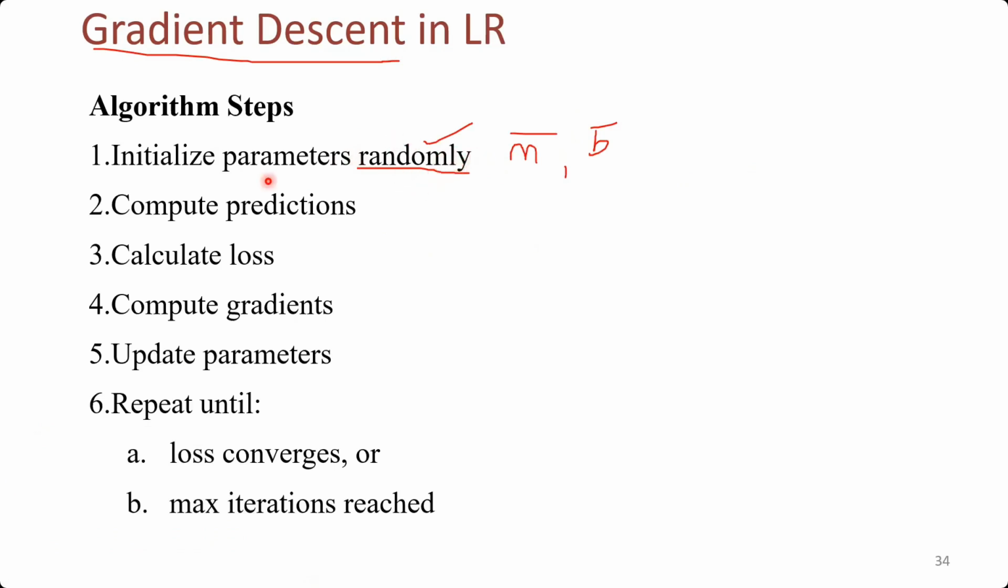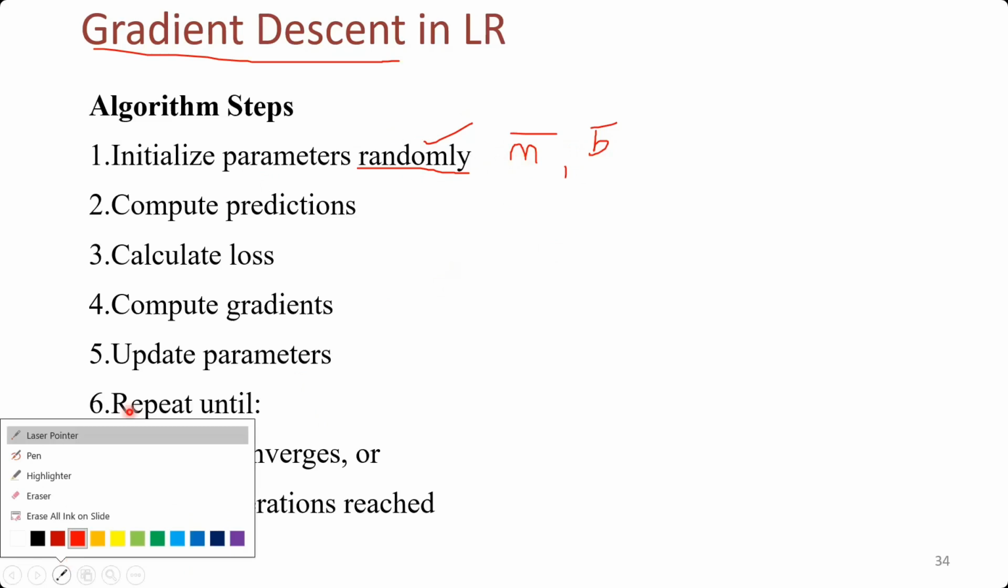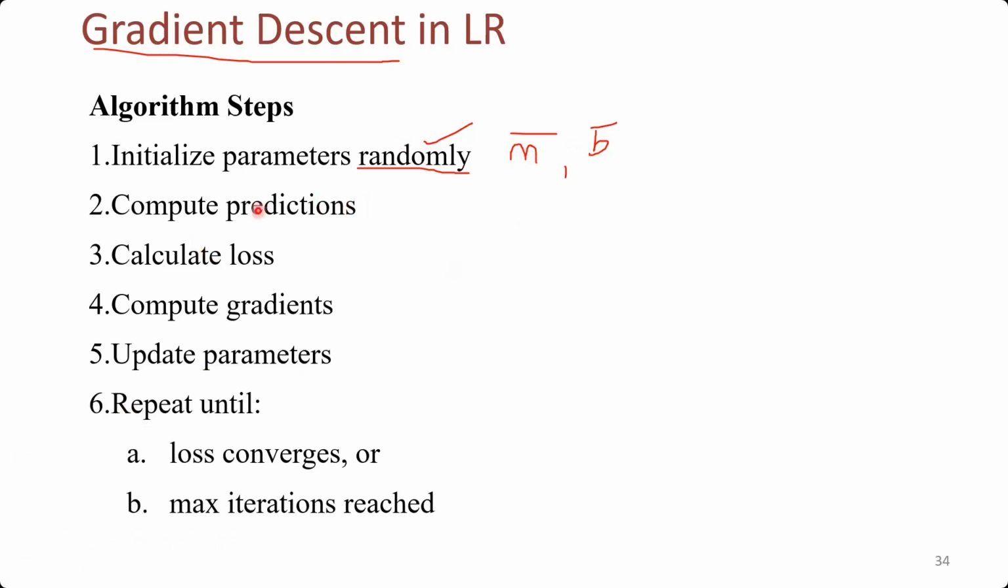Then the next thing is to compute the predictions. Using these m and b values, put them into the regression line equation, that is y equals mx plus b. Since this is a gradient descent algorithm, we are considering all the samples. So we have to predict y hat, the values for all corresponding x values.